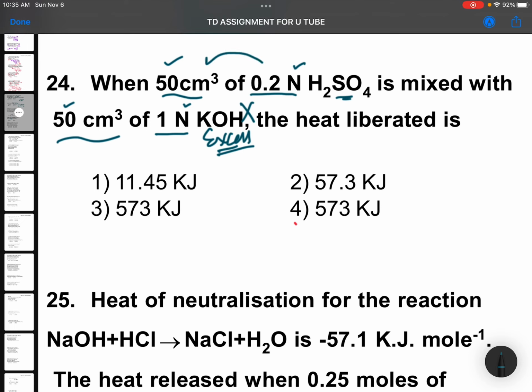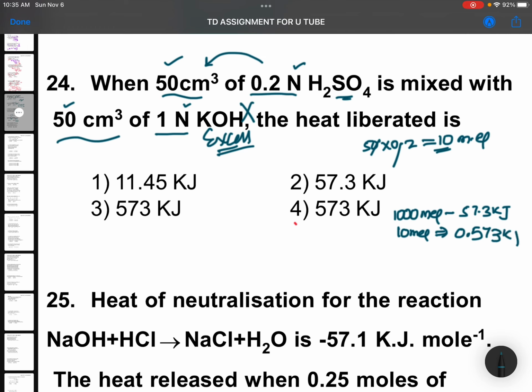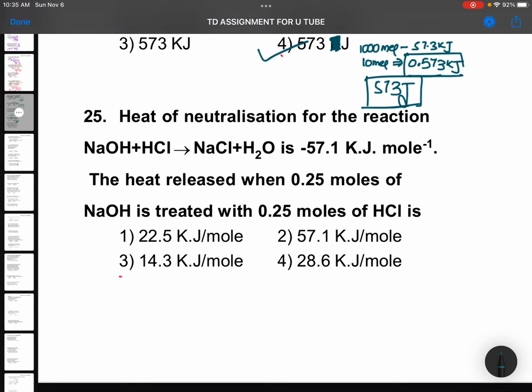Okay, now just to calculate the milliequivalents, how many milliequivalents are there? 50 into 0.2 is nothing but 10 milliequivalents. We know 1000 milliequivalents will give you 57.3 kilojoules. So 10 milliequivalents will give you 0.573 kilojoules, or you can say 573 joules. Okay, now both options came same. So let us change this. Fine. Sorry for the typo error.